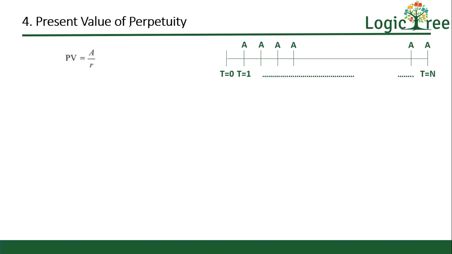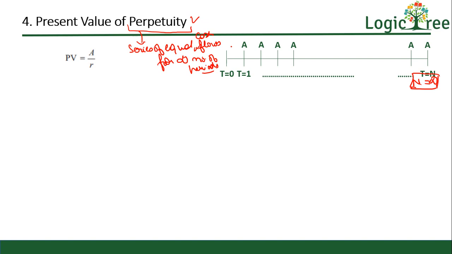Moving ahead, if I have the case of perpetuity. Perpetuity is defined as a series of equal cash flows for an infinite number of periods. So it is an annuity with infinite life. So here T is equal to infinite, so N is infinite. So the present value of this series we have already derived. This was A upon r into 1 minus 1 upon 1 plus r raised to the power N.